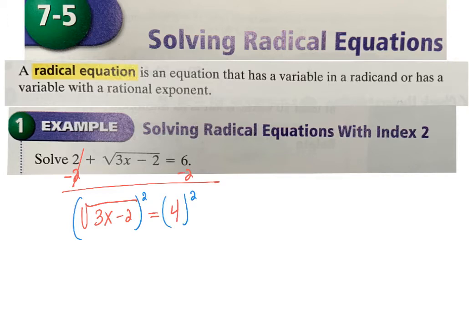On that left-hand side, really what happens is my radical and my exponent cancel each other out, and I am left with just that 3x minus 2. On the right-hand side, I need to actually do the square. 4 squared is 16. And now I have a rather simple equation to solve. So I will take that equation and I will just solve for it. Add 2 to both sides. I have 3x equals 18. And then divide by 3. I get x equals 6.